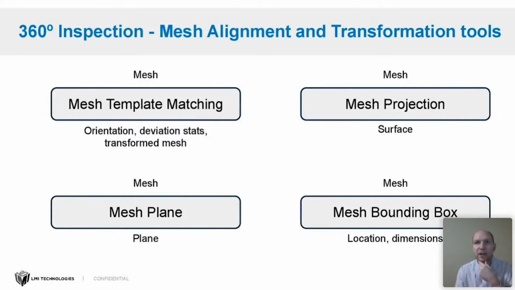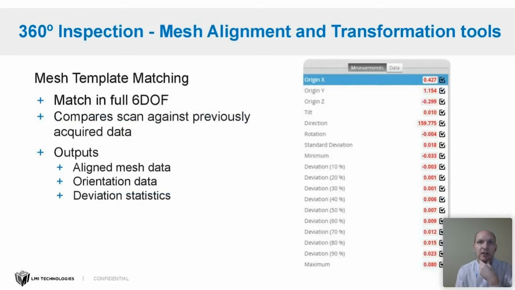And then once you have a mesh, so you've performed the alignment and the meshing, you can now take this new mesh data type into 4 new tools: mesh template matching, mesh projection, mesh plane, and mesh bounding box. I'll show you each of those shortly. I'm just going to quickly talk about mesh template matching. This performs matching in full 6 degrees of freedom, so it will account for offset of the part as well as rotation in X, Y, and Z angles. And this works similarly to the other template matching tools that we have. You would perform a scan of a part in the desired orientation that you want to bring all the subsequent scans into, and then all the subsequent scans will be oriented in that same orientation.